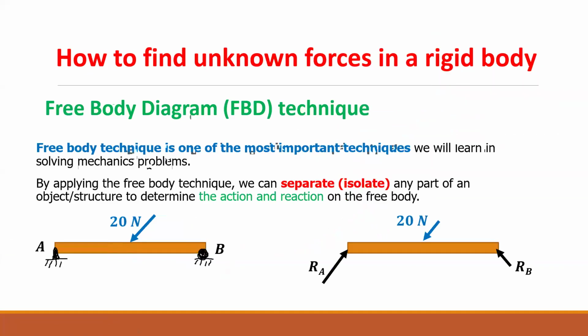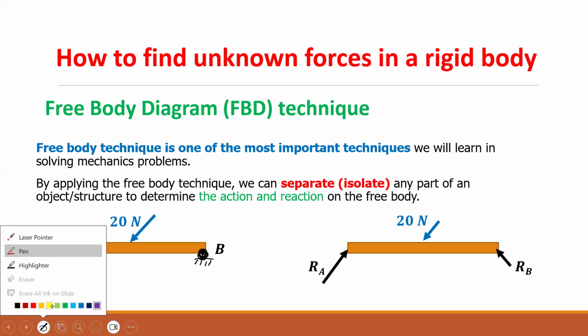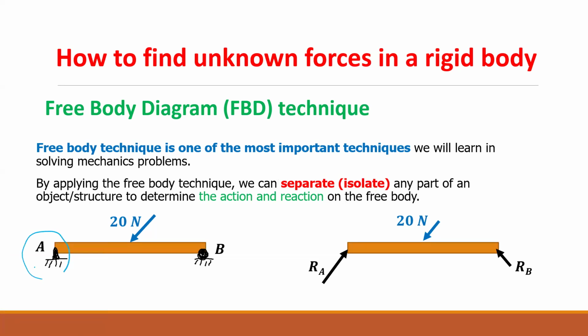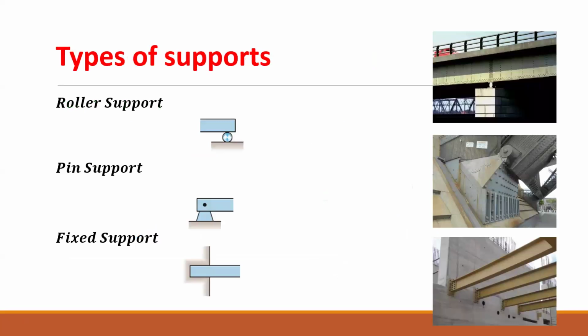Now, we have three kinds of supports. Any structure, after learning this, you can look at all your bridges and roads and buildings and whatever you have, and you can figure out what kind of supports they have. So three supports are these three.